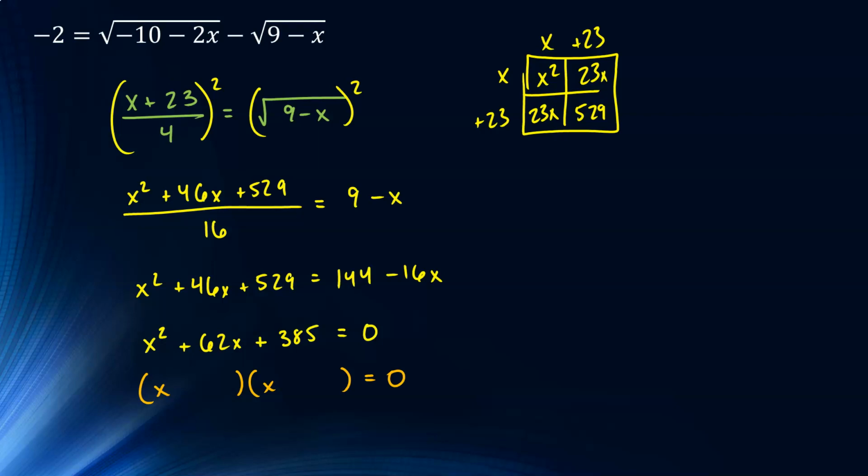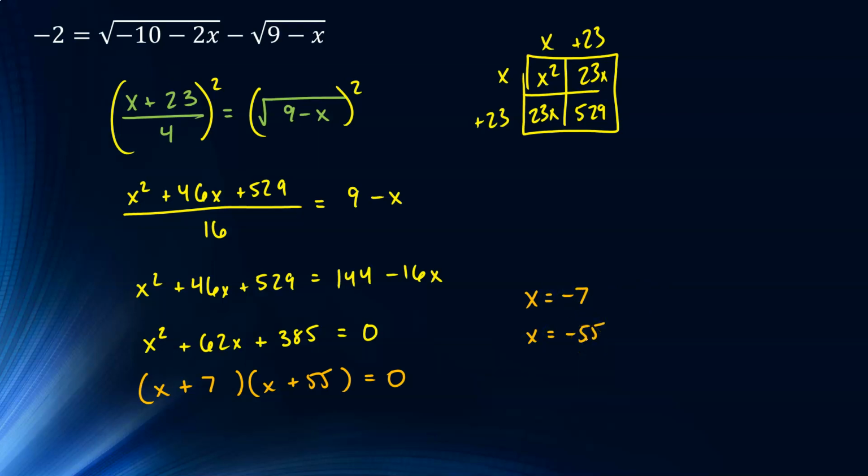So I took 385 divided by 6. That gave me a decimal. 385 divided by 7. Well, that one actually worked because 385 divided by 7 was 55. And then I recognized that, well, 7 plus 55 is 62. So this breaks down to be x plus 7 times x plus 55. So we get our two solutions, x equaling negative 7 and x equaling negative 55.